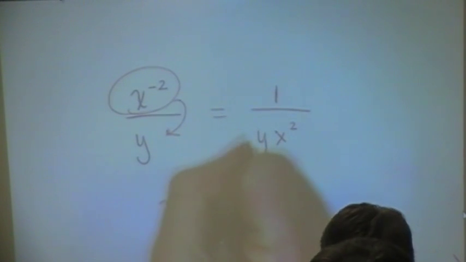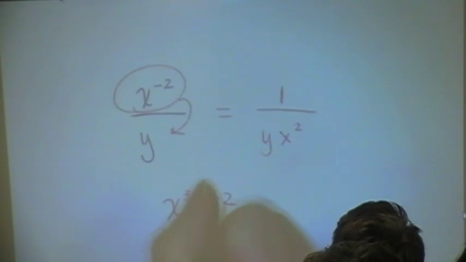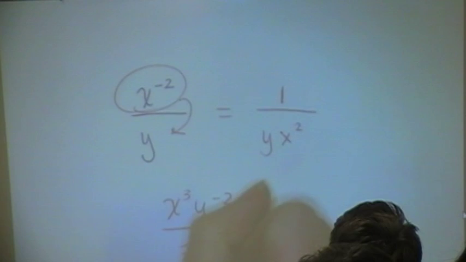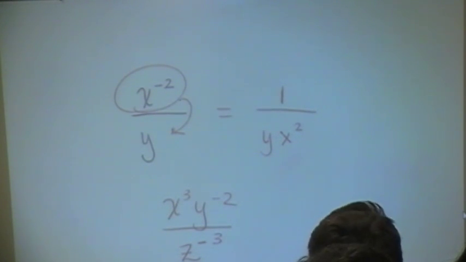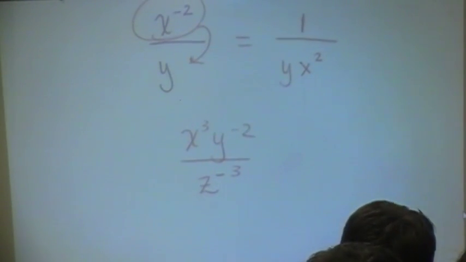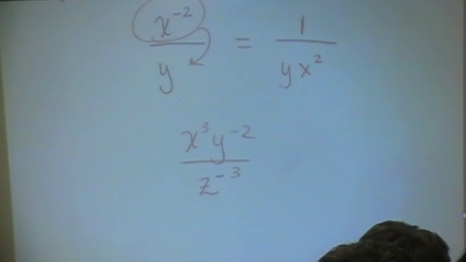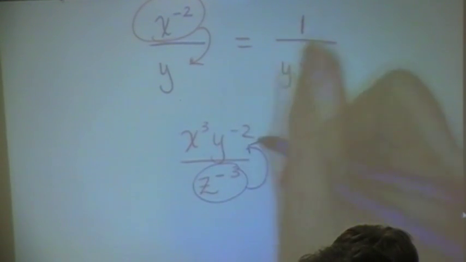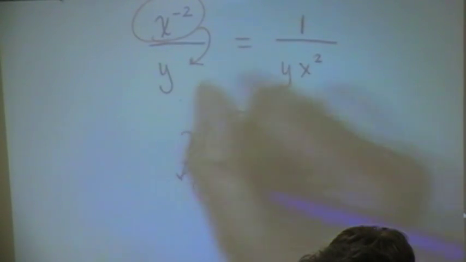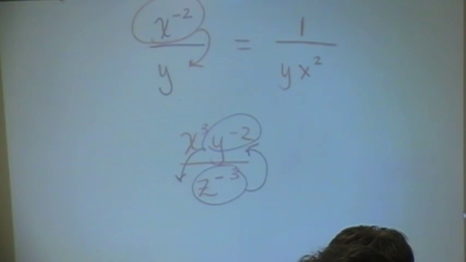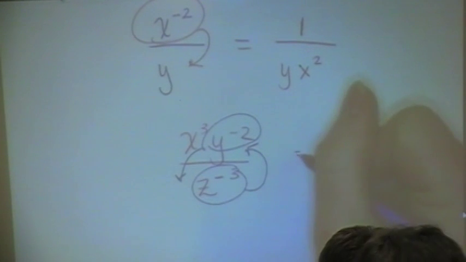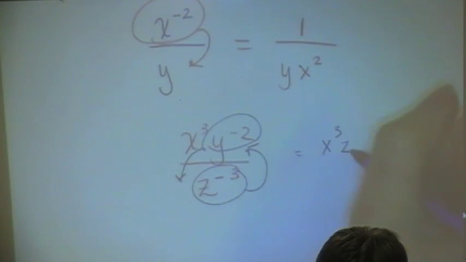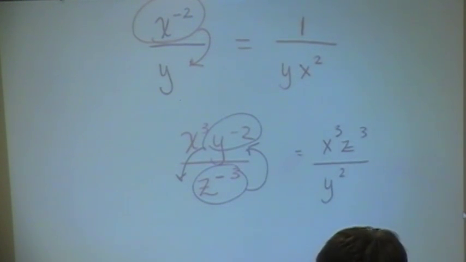Okay, so now let's say you have x cubed, y to the negative 2 over z to the negative 3. Who is unhappy? Multiple. Z and y. X is fine where he lives. So Z does not like the downstairs apartment, he's going to go upstairs. Y does not like the upstairs apartment, he's going to go downstairs. X is fine right where he lives, so he's going to stay in the upstairs apartment. So you get x cubed, z cubed, over y squared. Now everybody's happy. You good?